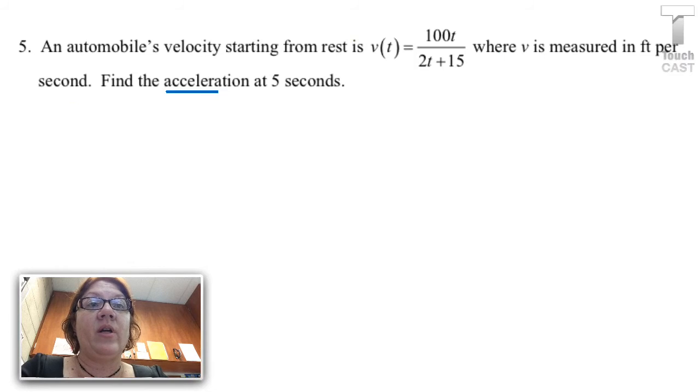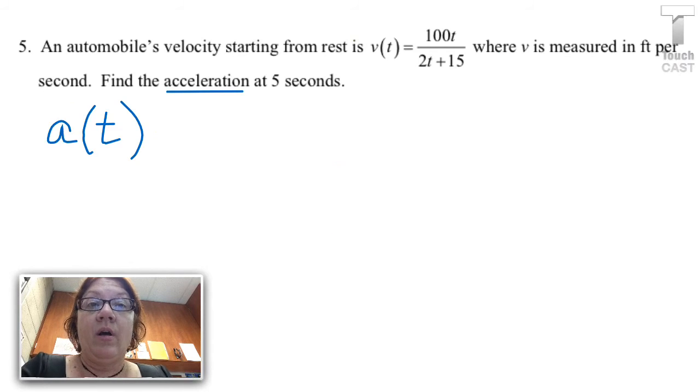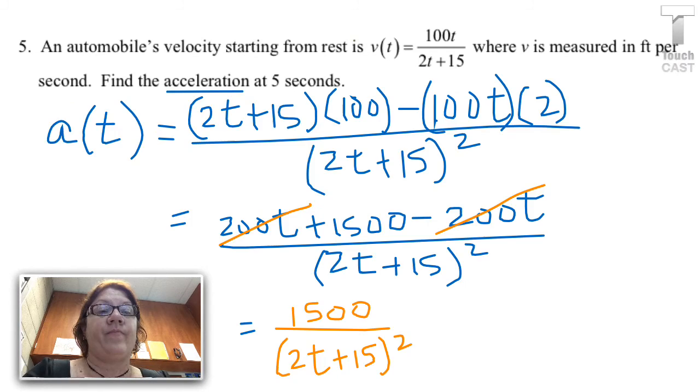So if I want to find acceleration, I have to take the derivative of the velocity. It's a quotient, so I'll have to use quotient rule. Pause, see if you can do it by yourself. Hopefully we match. You got the same thing I did.